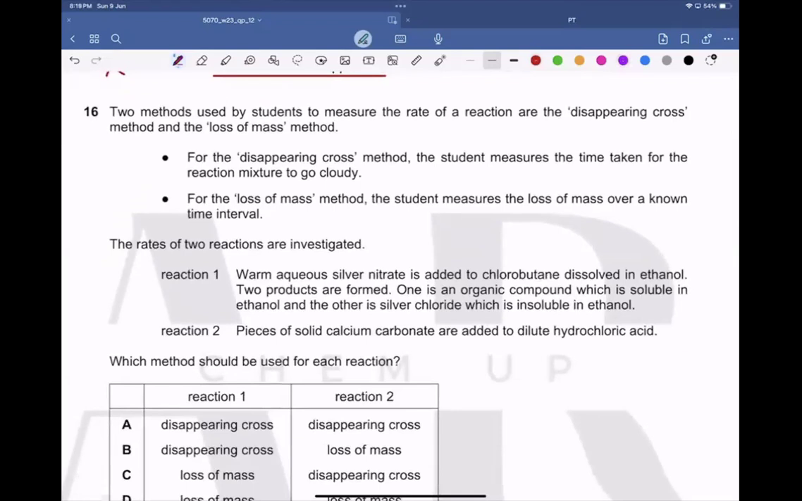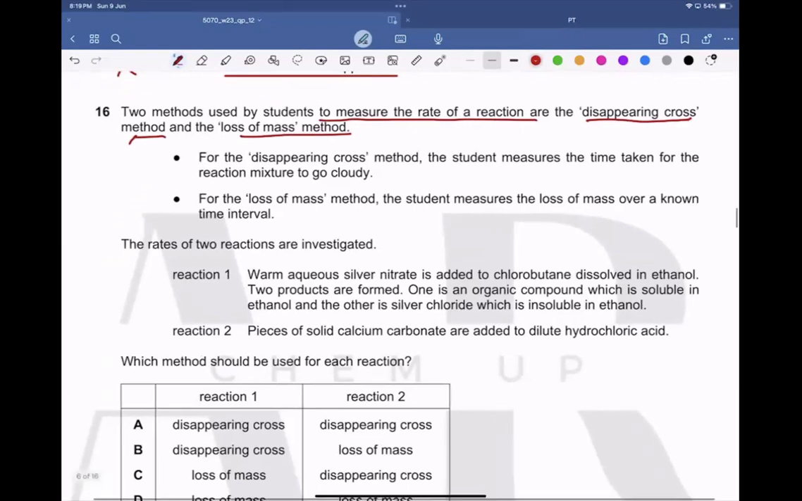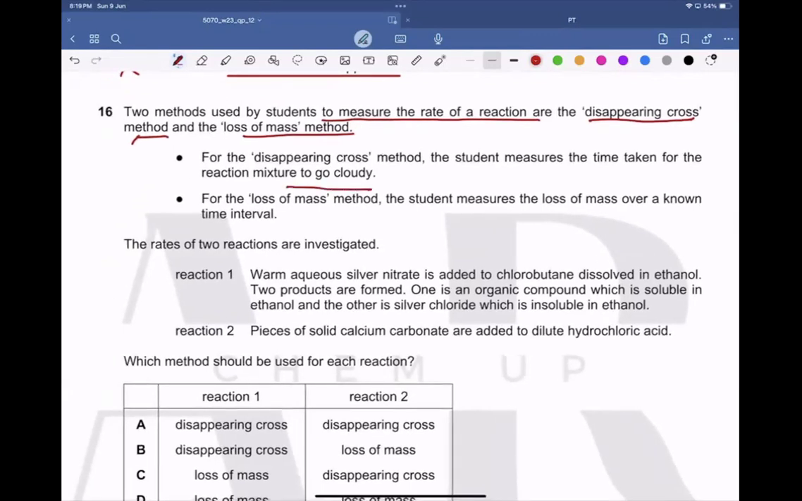Two methods used by students to measure the rate of a reaction are the disappearing cross method and the loss of mass method. For the disappearing cross method, the student measures the time taken for the reaction mixture to go cloudy. For the loss of mass method, the student measures the loss of mass over a known time interval. The rates of two reactions are investigated. Okay.